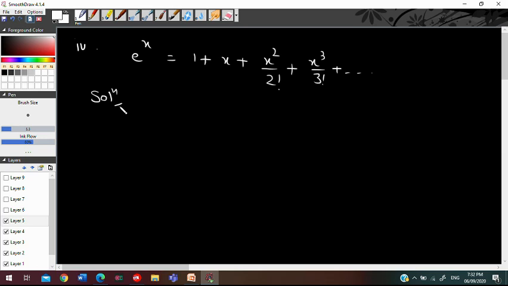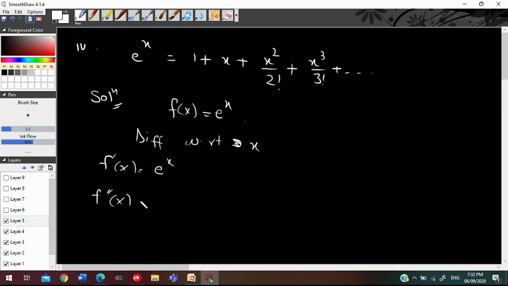Solution. Now f of x is equal to exponential of x. So first we differentiate it with respect to x. Now f prime of x is exponential of x. f double prime of x is again exponential of x. f triple prime of x is again exponential of x, and up to so on.